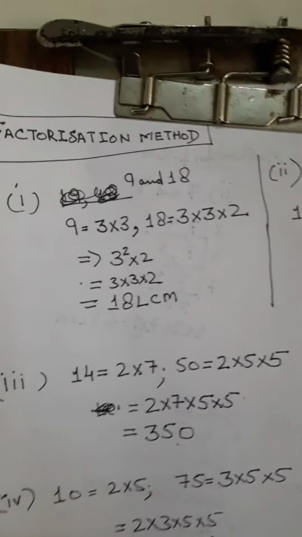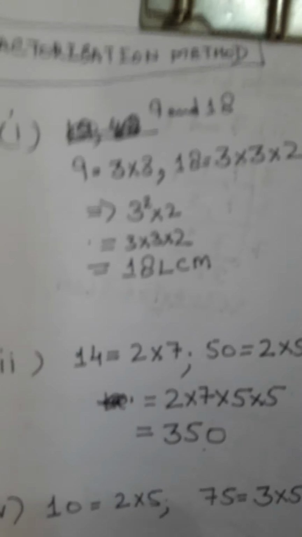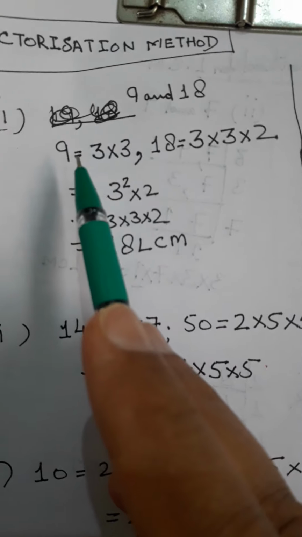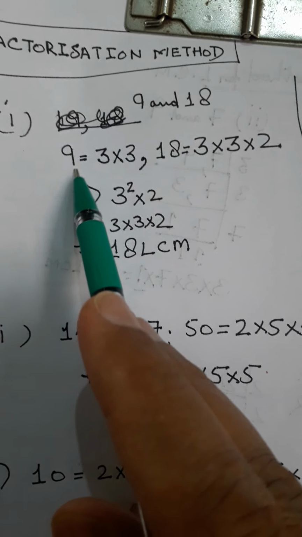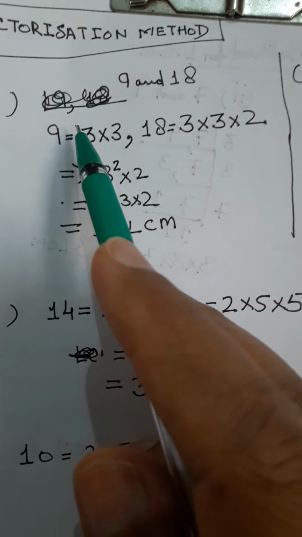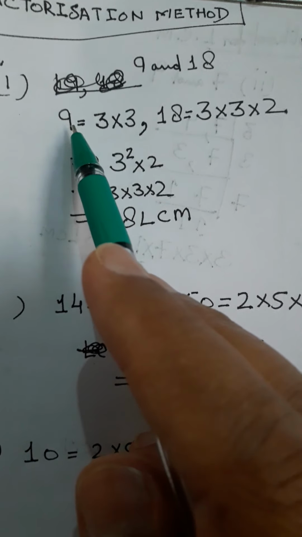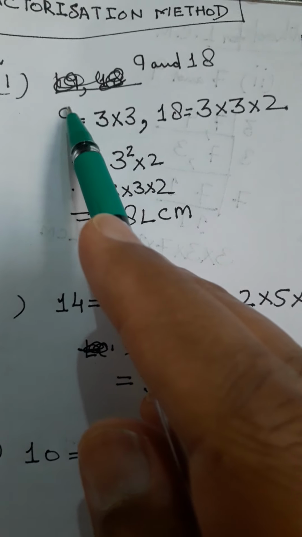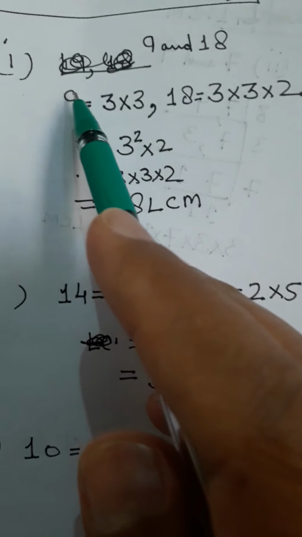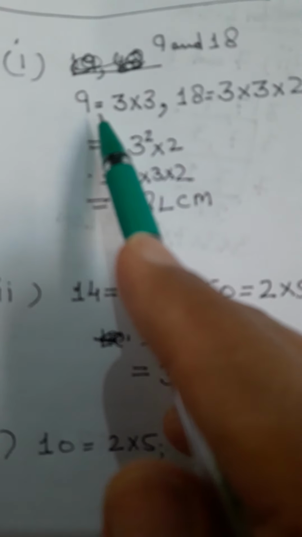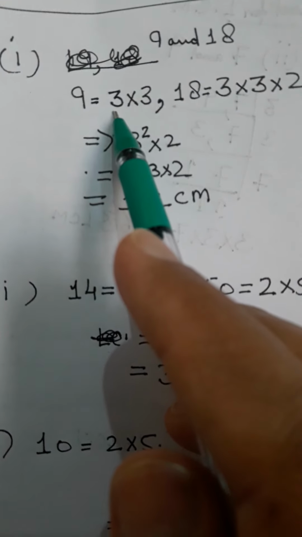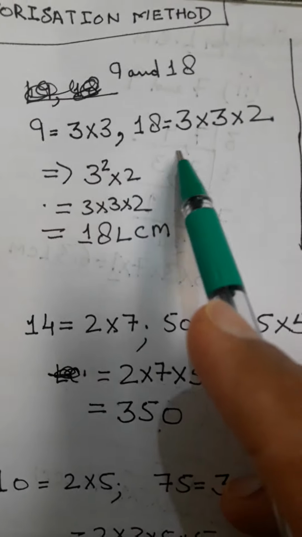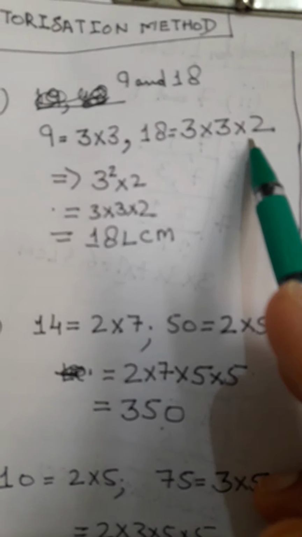Now, when I talk about the factorization method, let's first look at the factors of any number. We have read about factors in one of our videos, right? Factors are those numbers which can divide this 9. But you have to look at the prime factors. So what are the factors of 9? 1, 9, 3. So the prime factors of 9 would be 3 into 3. And similarly for 18, it will be 3 into 3 into 2.